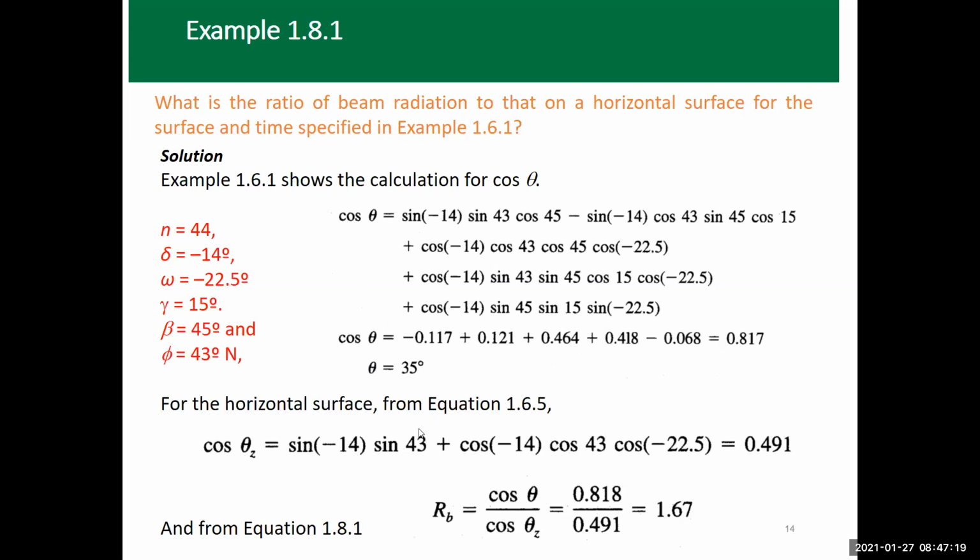For a horizontal surface, the standard definition of cosine theta z, or cosine the zenith angle, is given by that. And then cosine the zenith angle is given as 0.491. Now, what we are looking for here is the ratio of the beam radiation to that on a horizontal surface. Cosine theta, 0.818, divided by cosine theta z, which is 0.491, so the ratio is 1.67. So the example was basically looking for this value of the ratio of normal beam radiation to the horizontal one.